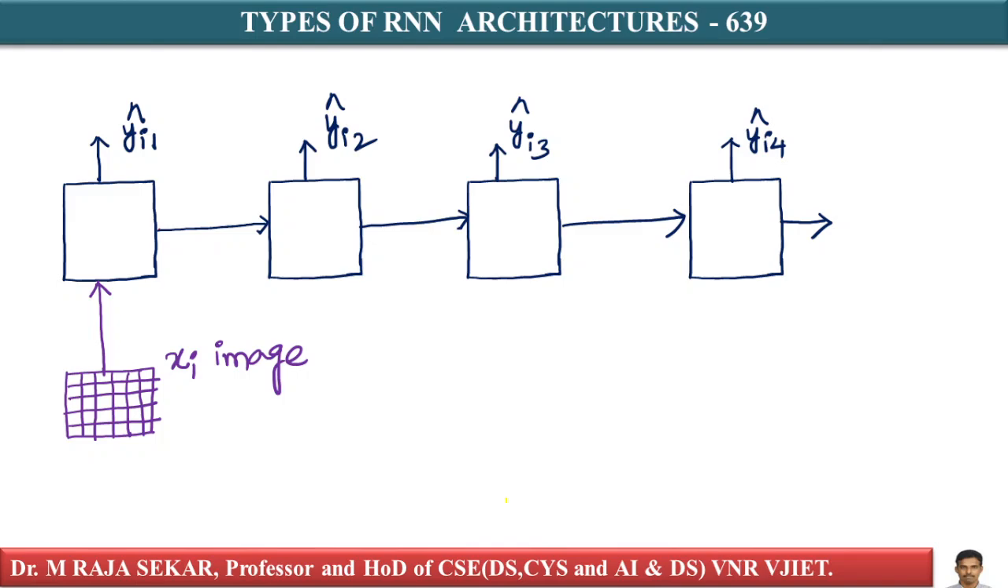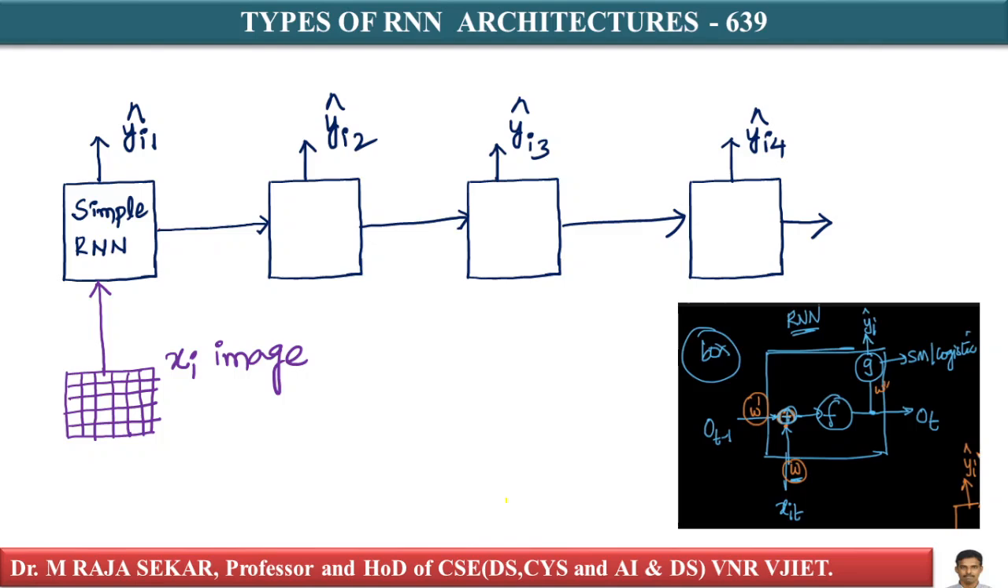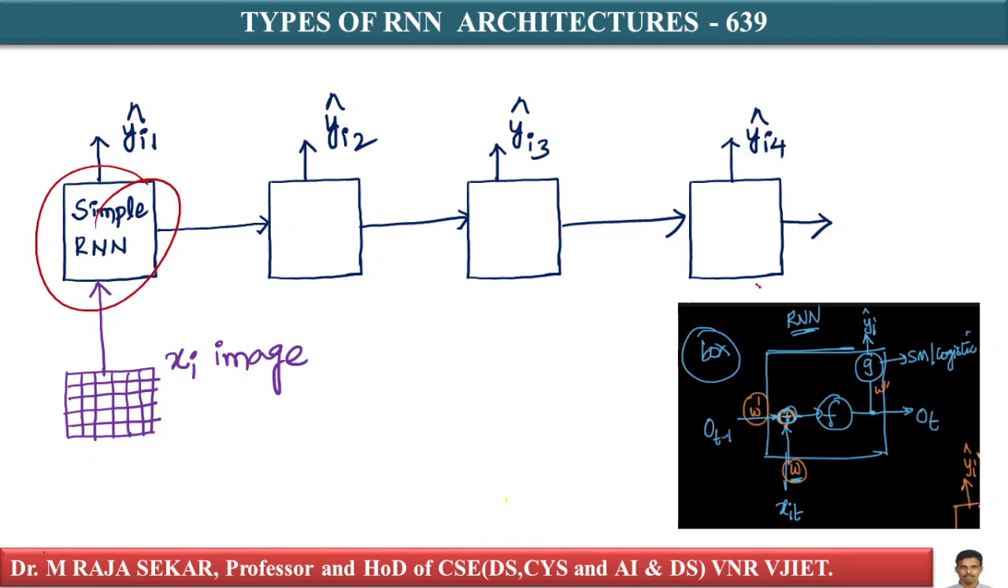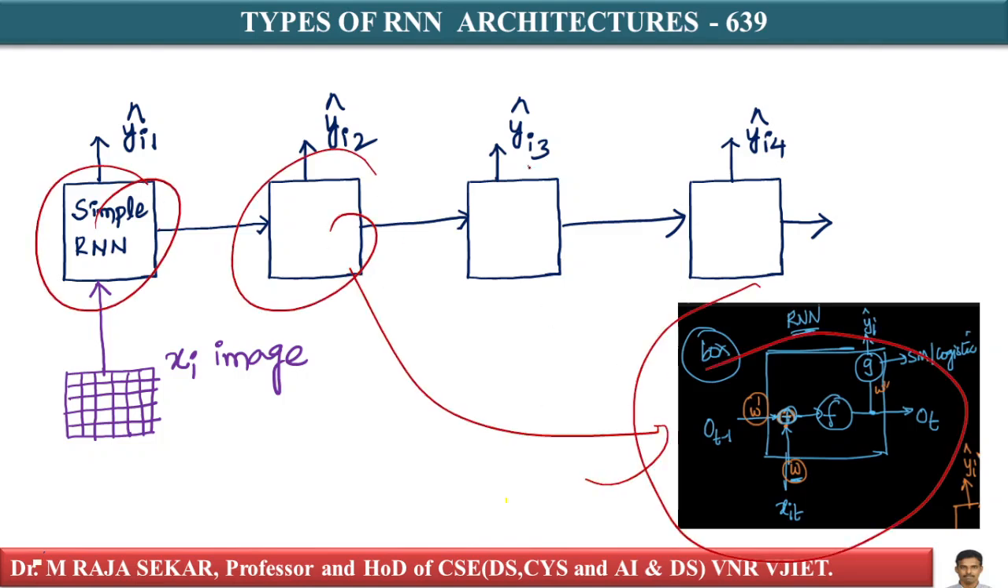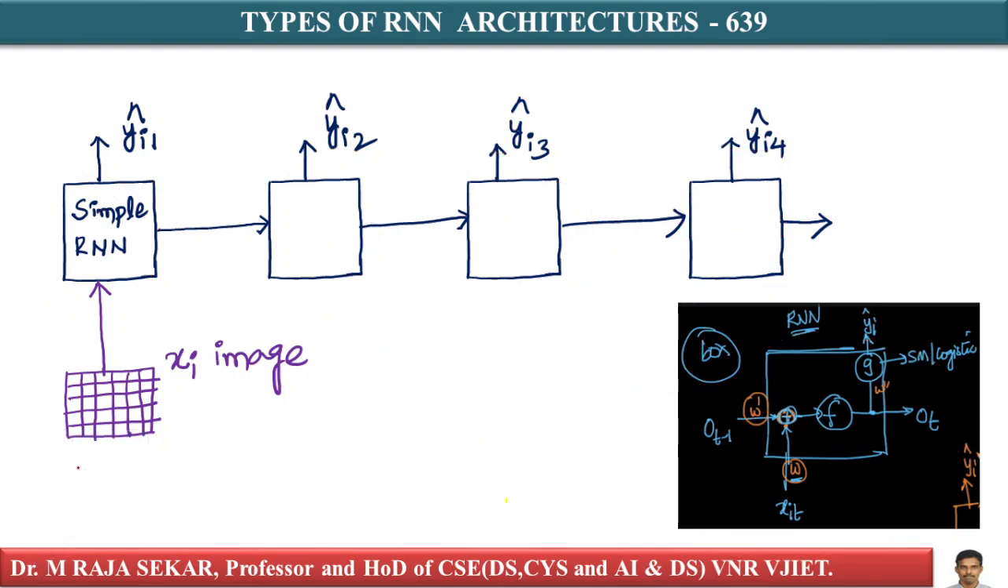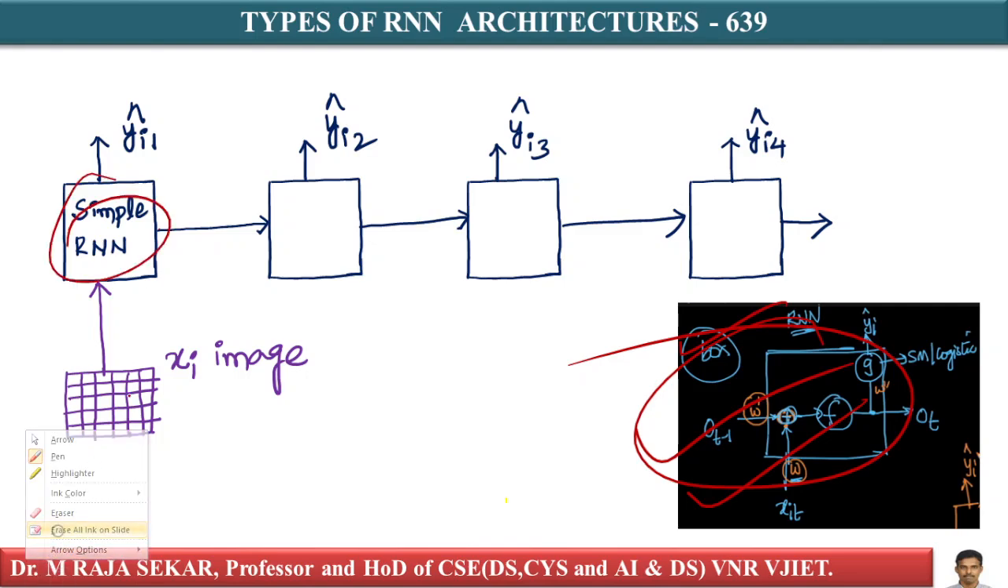Actually, each of these boxes are same ones that we have seen before. Just try to recall. Each of this box is simple RNN. Each box is something like this particular structure which we discussed, isn't it? Each of these boxes internally are simple structures like this. Each box is simple RNN.